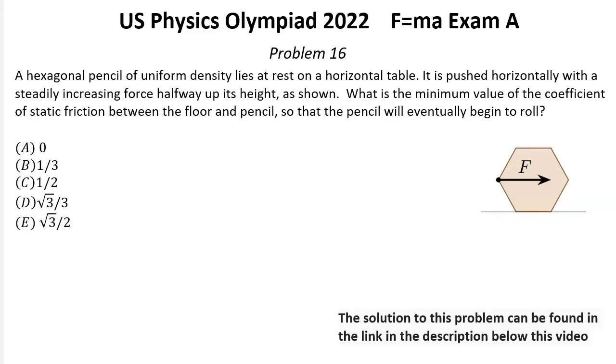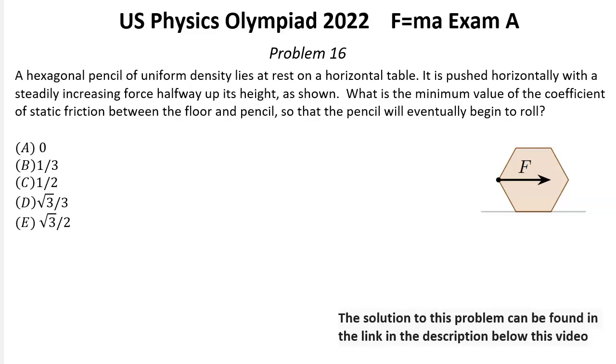Problem number 16. A hexagonal pencil of a uniform density lies at rest on a horizontal table. It is pushed horizontally with a steadily increasing force halfway up its height as shown. What is the minimum value of the coefficient of static friction between the floor and pencil so that the pencil will eventually begin to roll? Solution for problem number 16.